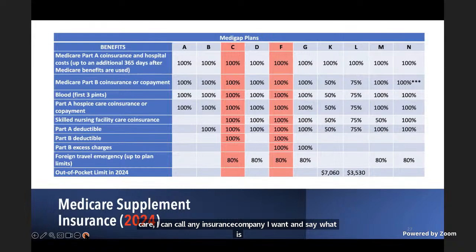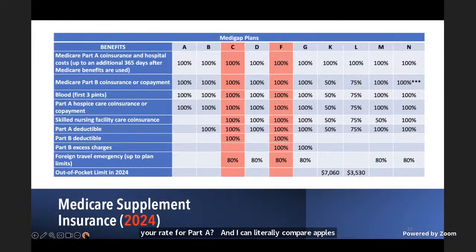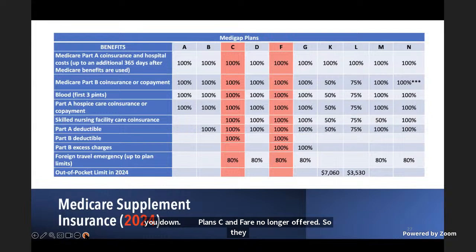That is one of the good things about these being standardized: you can comparison shop and find the best rate that works for you. But do it in the first 6 months, right? Because then they can't turn you down. Plans C and F are no longer offered, so they're in red. If you're already enrolled in them, then you can keep them, but you can't take on new ones.